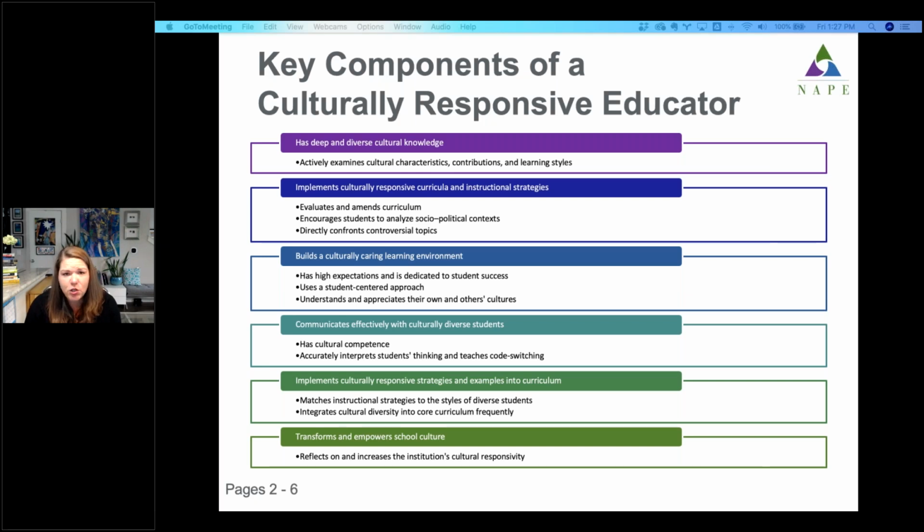It doesn't mean that you need to have a PhD in racial equity to have these conversations. That's not what it means. It means that we need to be able to talk about these things and not shy away from them.